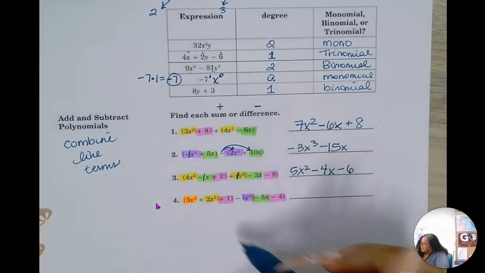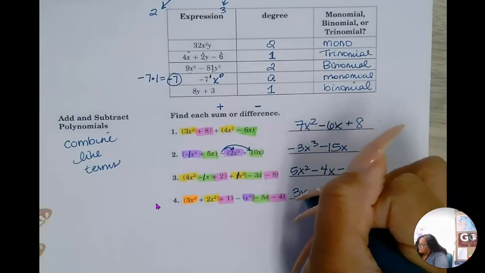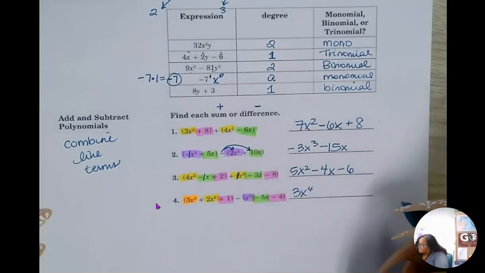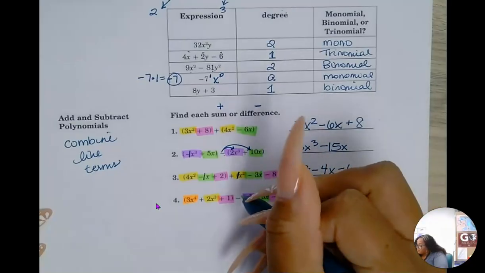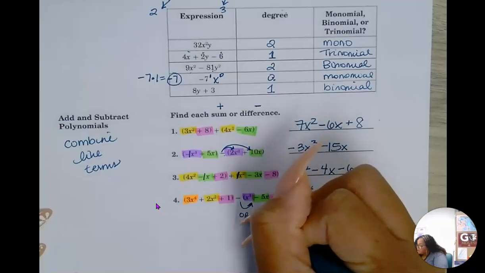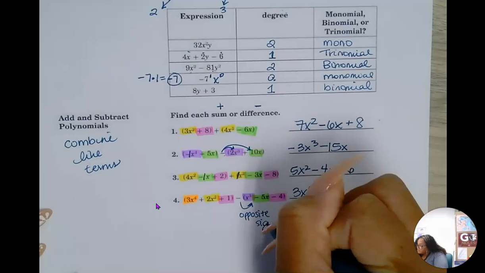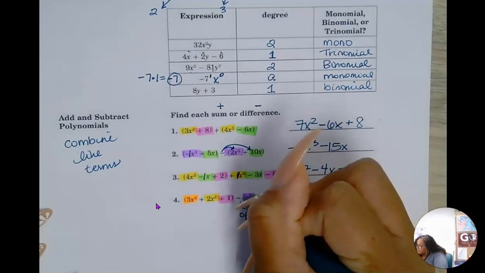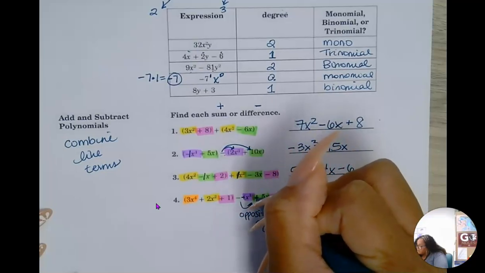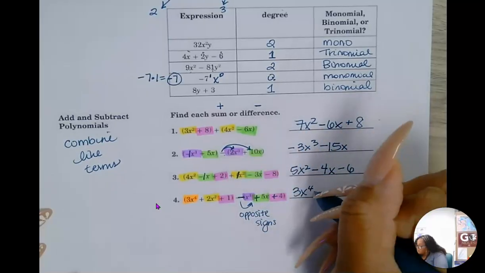All right, this one down here. I don't have any oranges to combine, so just bring him over. He does not change. This is just 3x to the 4th power. And then I can go to the 3rd power, and this says everybody becomes negative. So, opposite signs. So this becomes a negative, this becomes a positive, this becomes a positive. So this is minus x cubed.